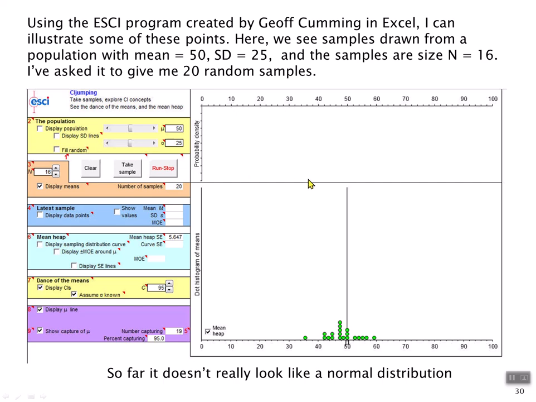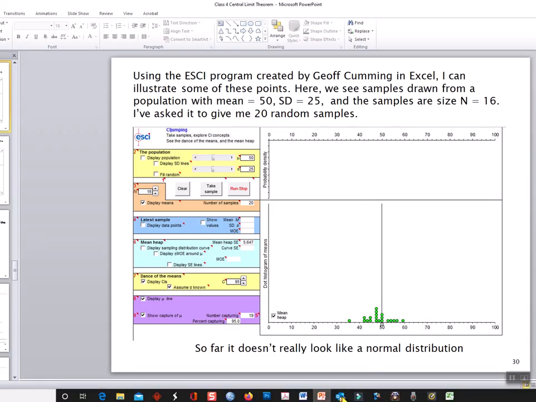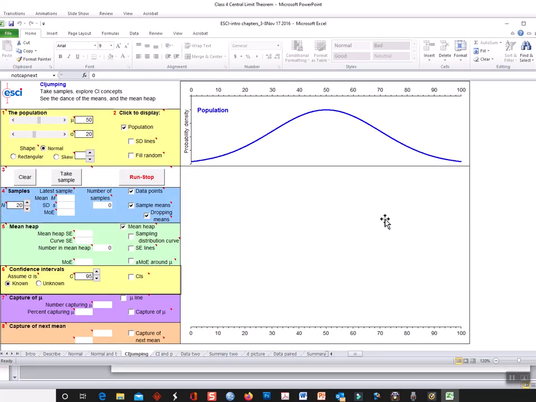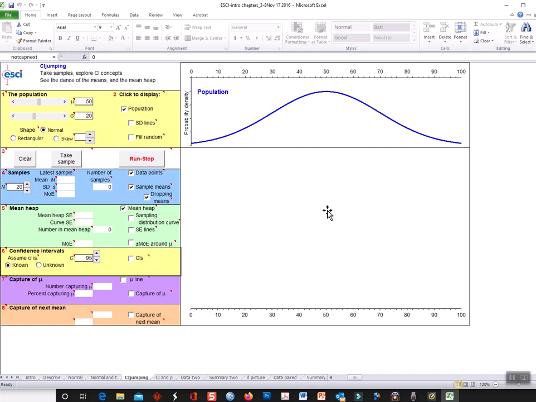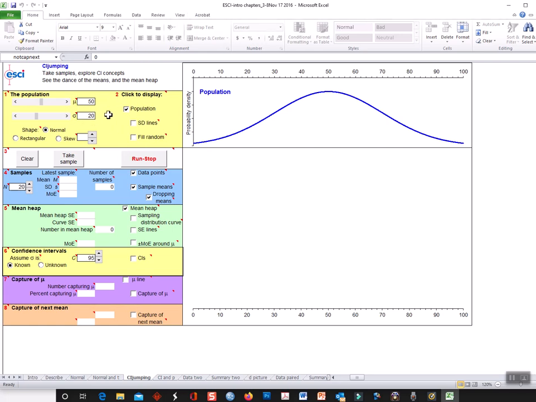This is a screenshot, so I'm going to open the program itself. I've got it open here, so you can see the program at work. Up here you see the parent population that we're drawing samples from, and the population mean is set at 50 with a standard deviation of 10. Actually, let me change that so that it looks more like intelligence test scores. Let me make this 115.